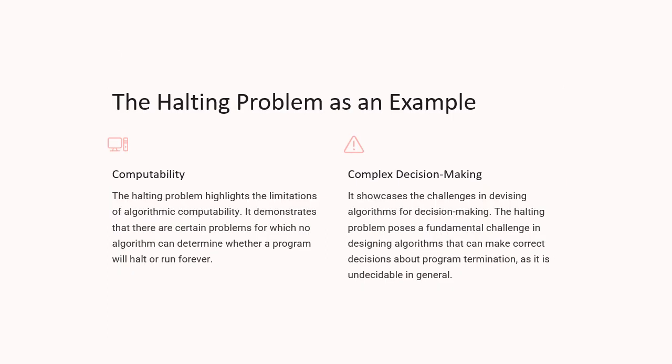Now let us see the halting problem as an example. Computability. The halting problem highlights the limitations of algorithmic computability. It demonstrates that there are certain problems for which no algorithm can determine whether a program will halt or run forever. Complex decision making. It showcases the challenges in devising algorithms for decision making.